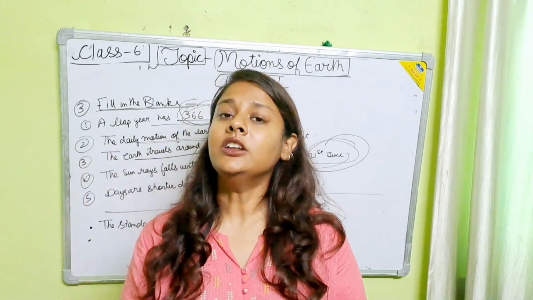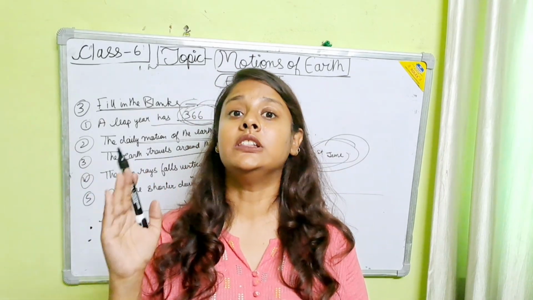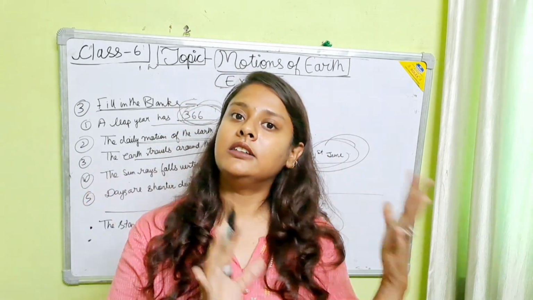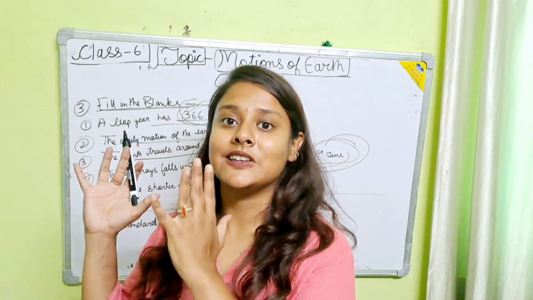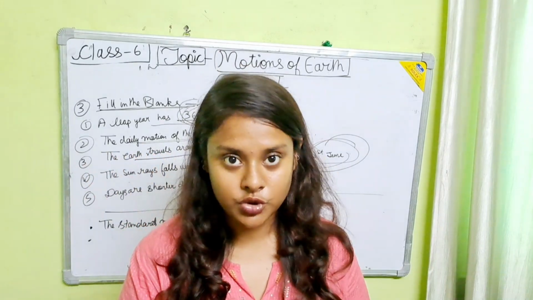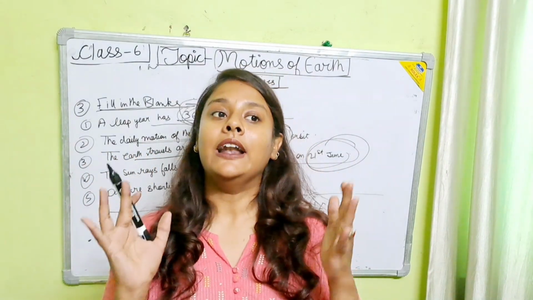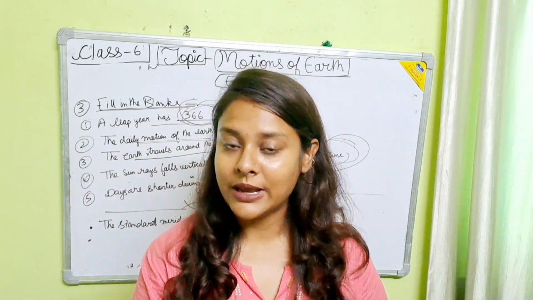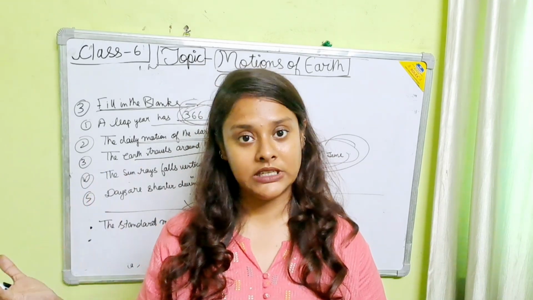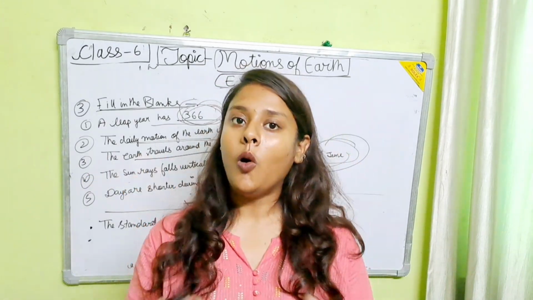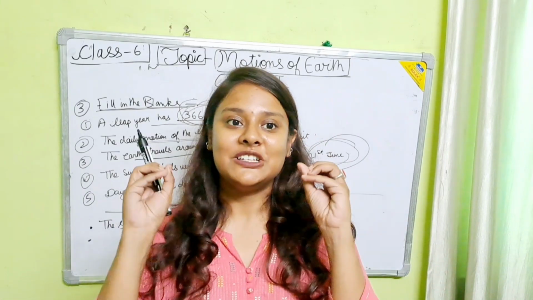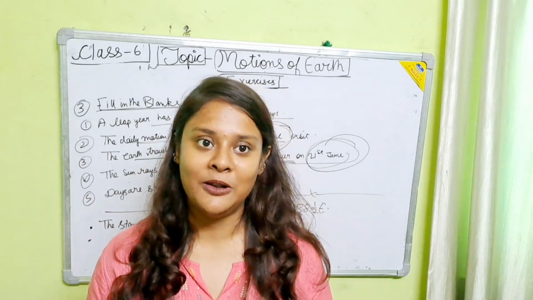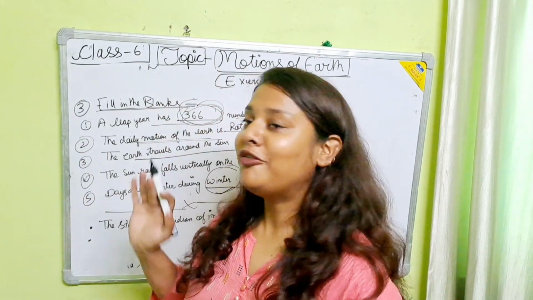Now, what is revolution? The movement of the Earth around the sun in a fixed path or an orbit is called revolution. Earth takes 365 or 366 days to complete one revolution around the sun. And revolution is responsible for the formation of seasons. In India, we have 4 types of seasons: summer, winter, autumn and spring. I hope it is all clear what is rotation and what is revolution, everything I have explained in detail. I hope that's all for today.